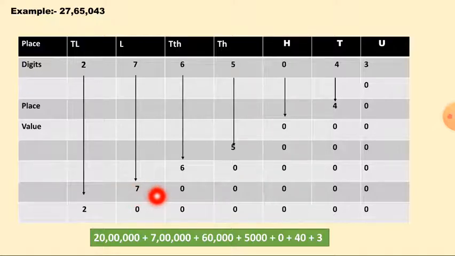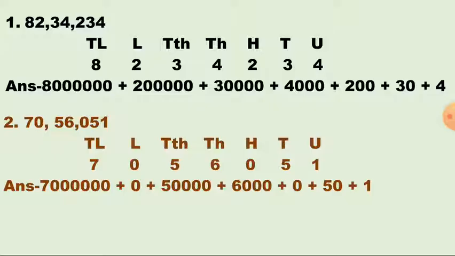Plus 7 lakh. How many zeros? 5 zeros. Plus 60,000. How many zeros? 4 zeros. Plus 5,000 with 3 zeros. Plus at 100 place there was no number, so we have written 0. Plus 40 plus 3. This is the expanded form, students. I hope you have understood this column very well. Let's see some more examples of the expanded form.